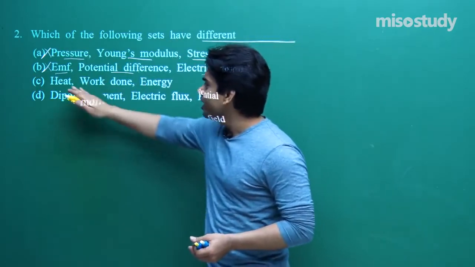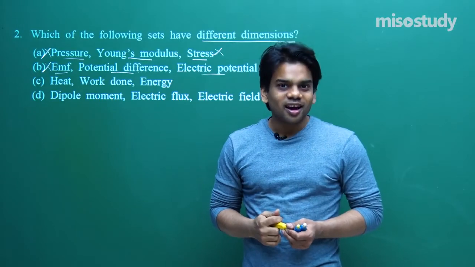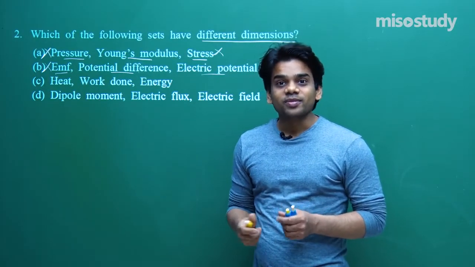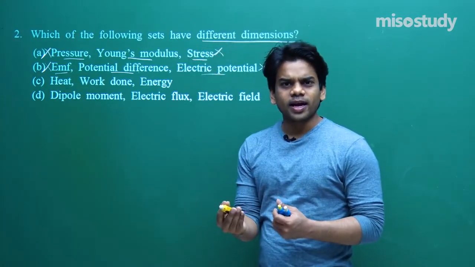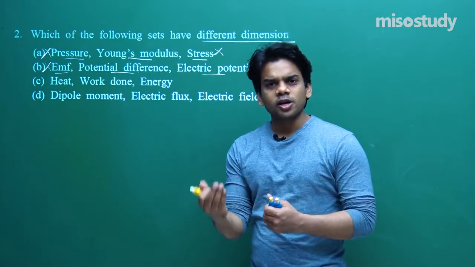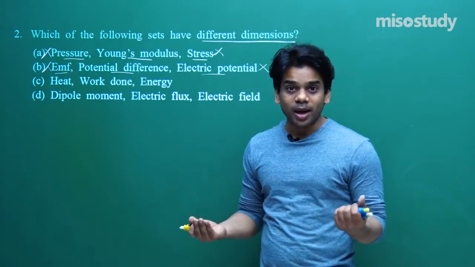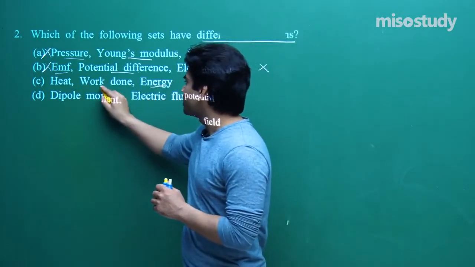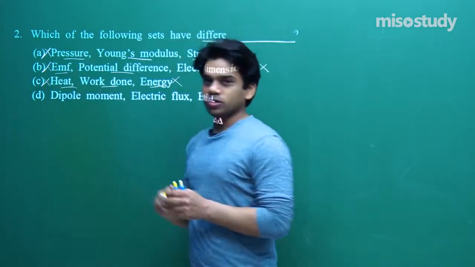Option C, heat, work done, energy. All these three are simple representations of energy only. So heat is a form of energy, work done is actually, if you have some energy you can do work. So work and energy have the same dimensional formula. So all three are going to have the same dimensional formula. So again this will be an incorrect response.